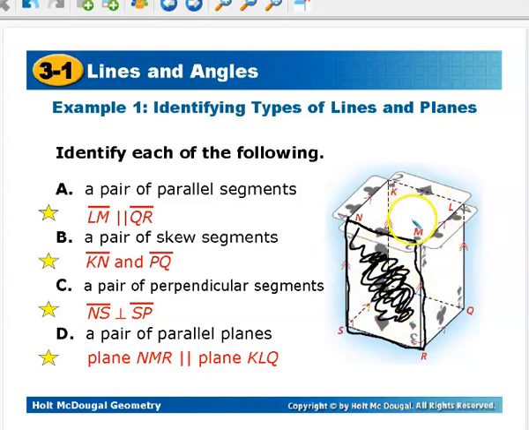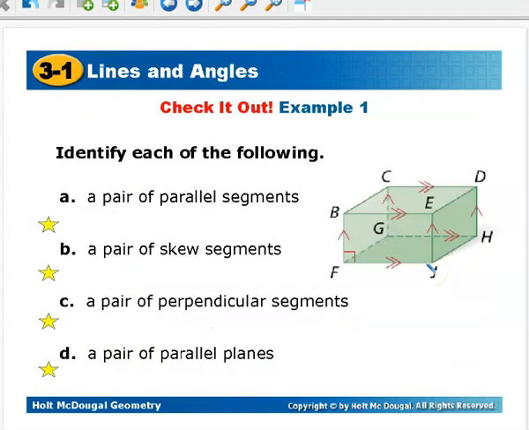So the other plane that's parallel to that is going to be this one here at the back, KLQ. Okay, that is my other parallel plane. All right, you give it a shot this time. Hit pause, and I'll come back with the answers.